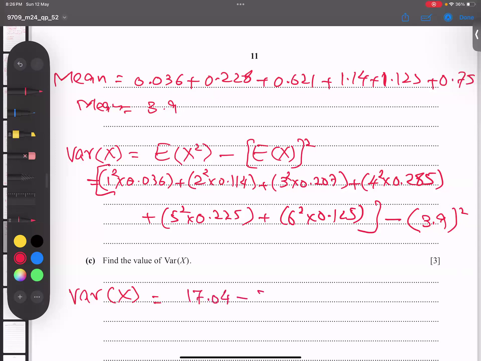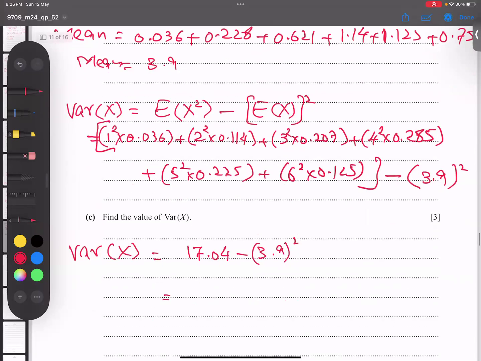17.04 minus 3.9 square. And if I subtract them, I get, hold on, let me check again. I think it's correct, but let me recheck. Yeah, it is coming 1.83. So alhamdulillah rabbil alameen, I believe you got the point very clearly. It did not ask for the mean directly, but we have to find it. So alhamdulillah, this part is clear, and let's go for the next question.